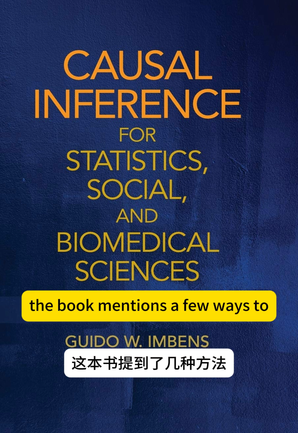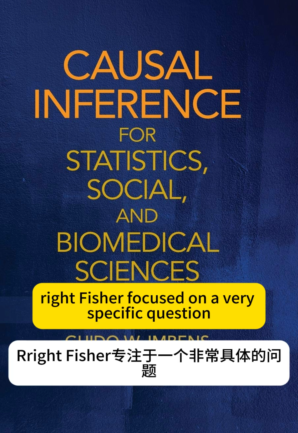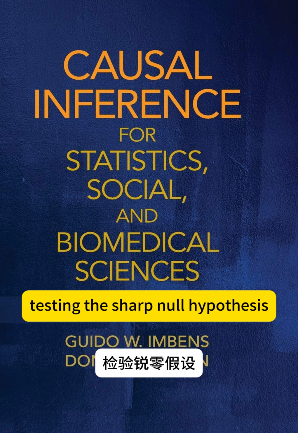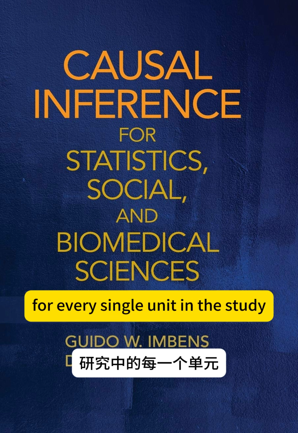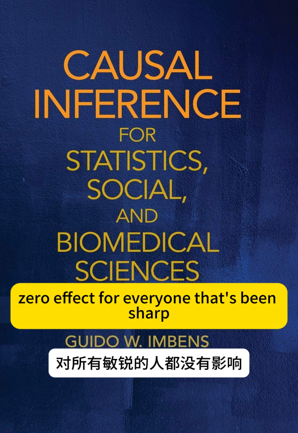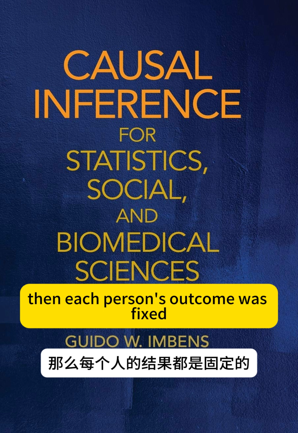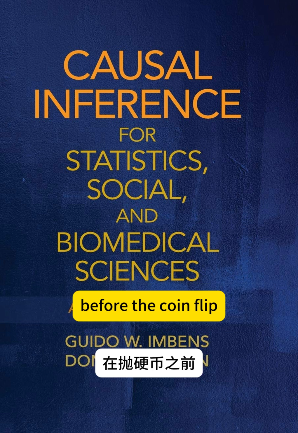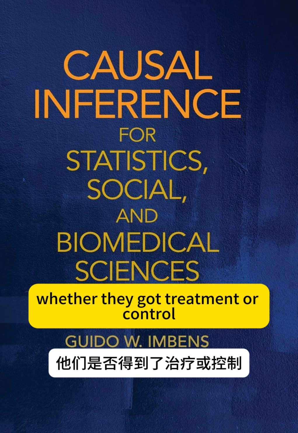The book mentions a few ways to analyze these experiments, starting with Fisher's approach. Right. Fisher focused on a very specific question. Testing the sharp null hypothesis. That's the hypothesis that the treatment had absolutely zero effect for every single unit in the study. Zero effect for everyone. That seems sharp. It is. If that null hypothesis is true, then each person's outcome was fixed before the coin flip. Their observed outcome would have been the same whether they got treatment or control.